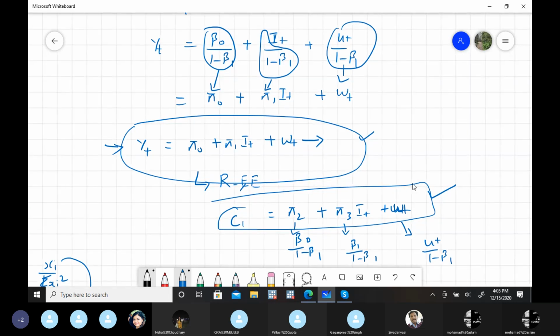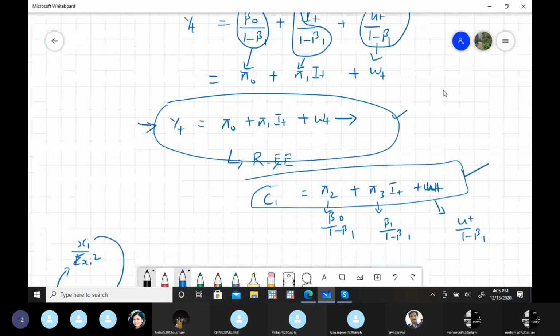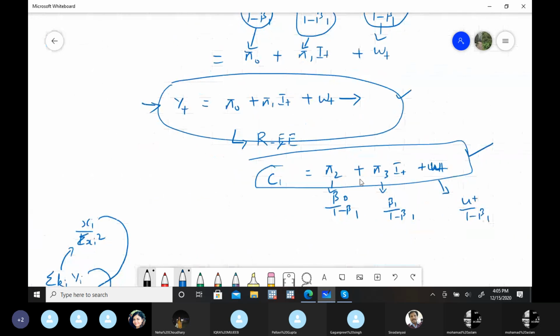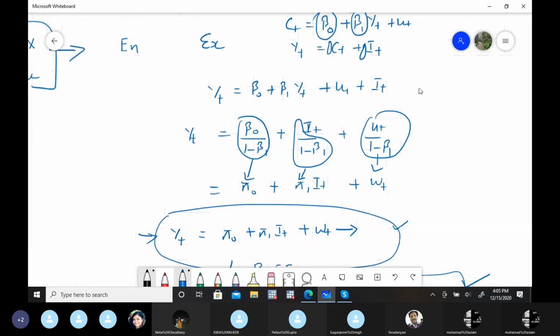But what is our target? What is our purpose? We want these coefficients, right? This is the whole purpose. If we incorporate this in reduced form of equations, is it that we will get these coefficients or not?